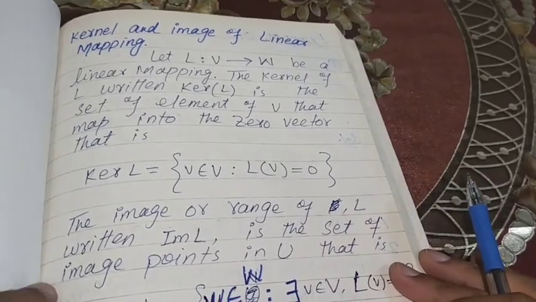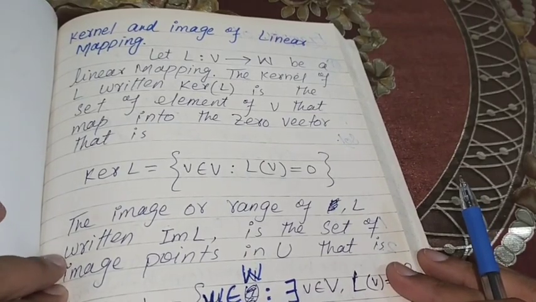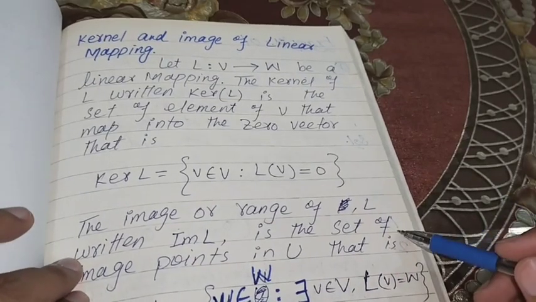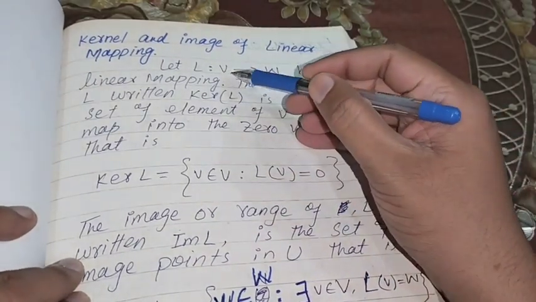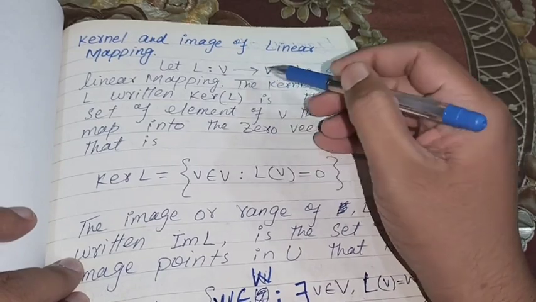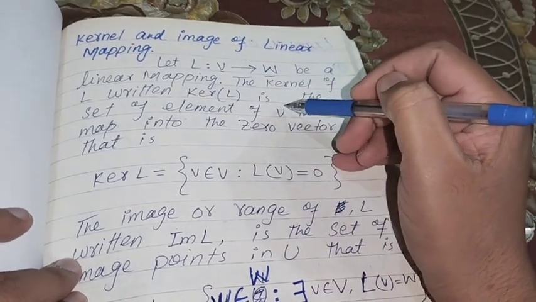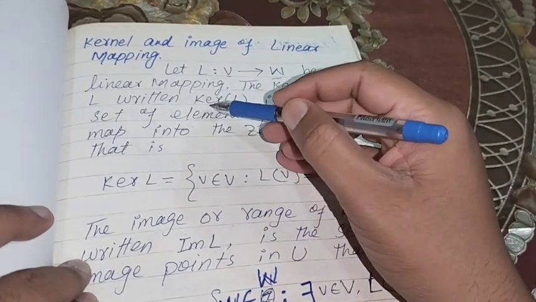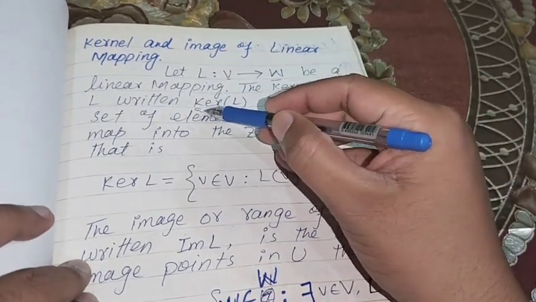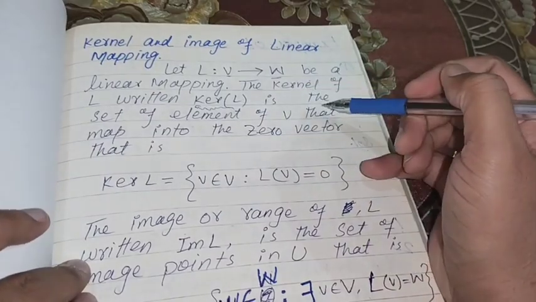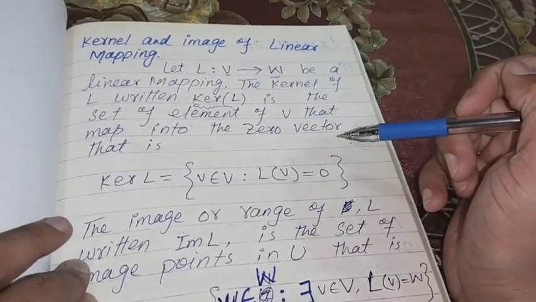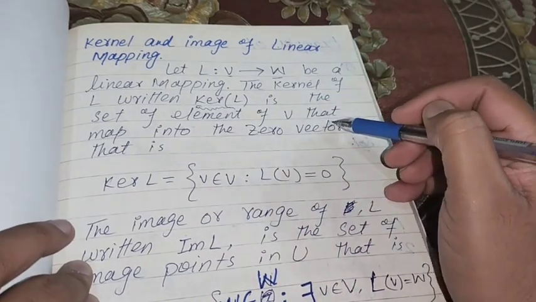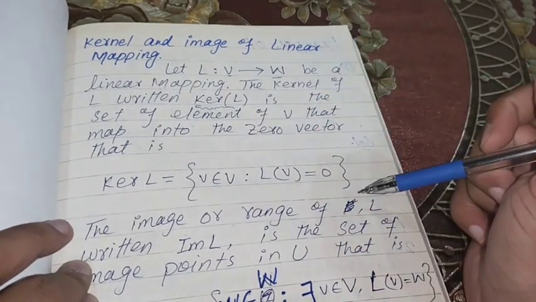Now we will define the kernel and image of a linear mapping or linear operator. Here, first we suppose that we have a linear mapping which is defined from a vector space V to a vector space W, and we write the kernel of this linear operator in this form. This is the kernel of L, and the kernel of L is basically the set of elements of V that map into the zero vector.